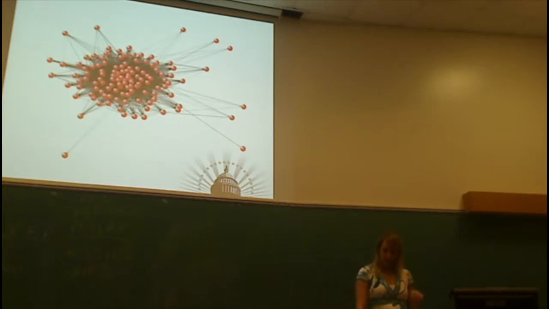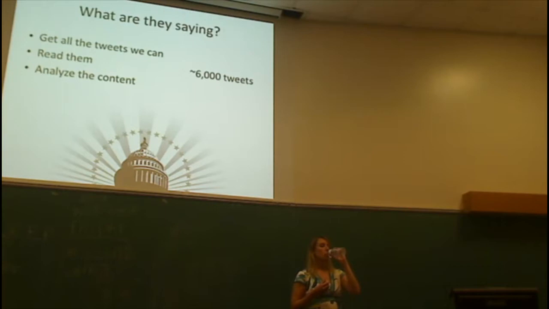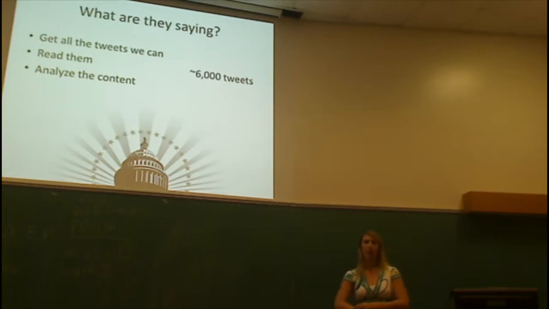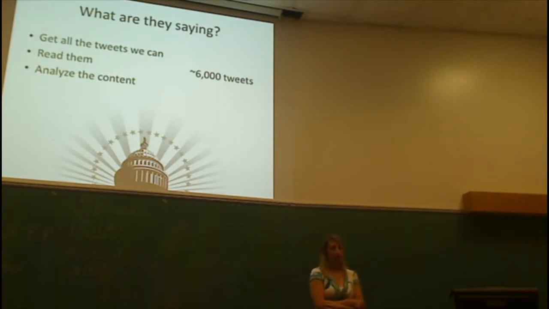But the point of us doing this study was really to figure out what people are saying on Twitter. So we wanted to get all the tweets we could, and that was everybody's tweets that had ever been posted if they were a current member of Congress. So we excluded people like Barack Obama, who had been a member of Congress but at the time we did the study was president. So we did not include his tweets. We only looked at current members of Congress. We got all of their tweets, and we read them, and we analyzed the content.